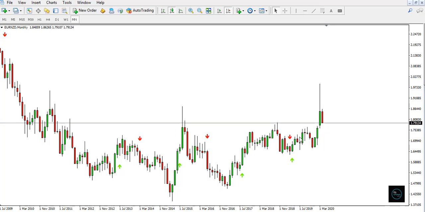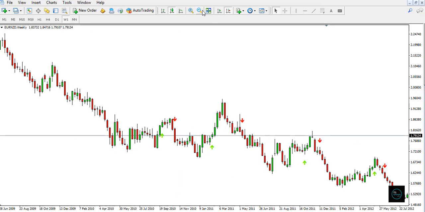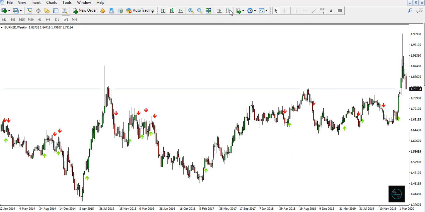So if we were to call this the first wave on the monthly chart, second, this is the third, and I believe that we are just about to start the fourth wave. So for the monthly time frame, the most current candle is red, meaning that we are in a bearish situation. Let's go to the weekly time frame now and see what we see.